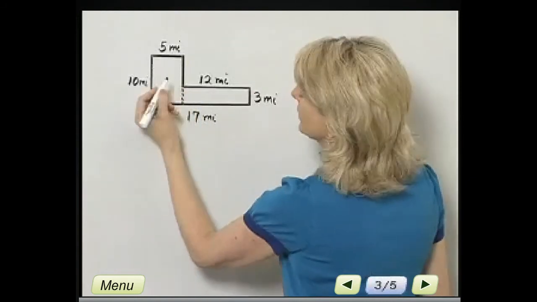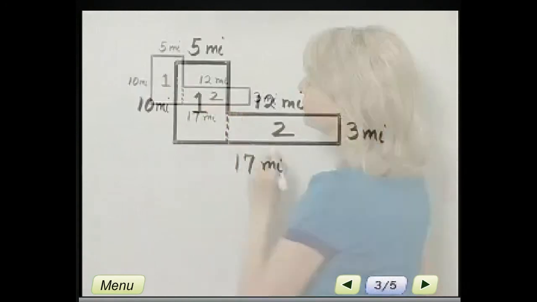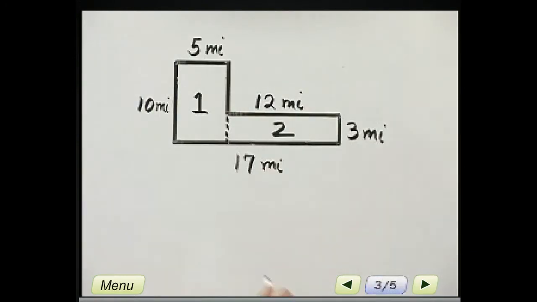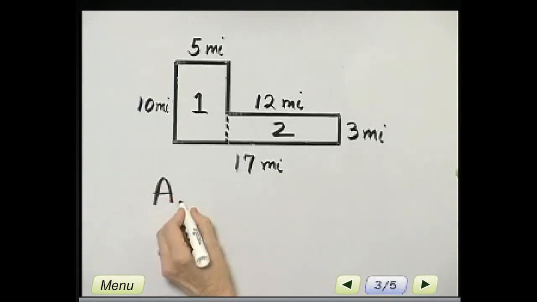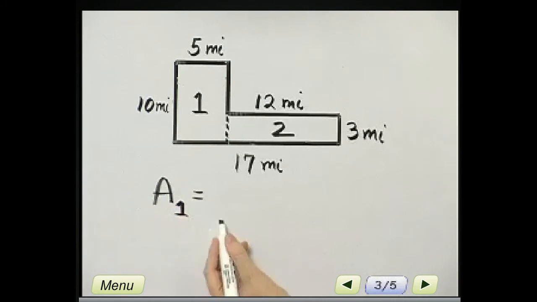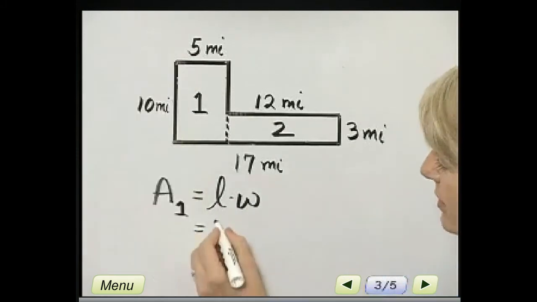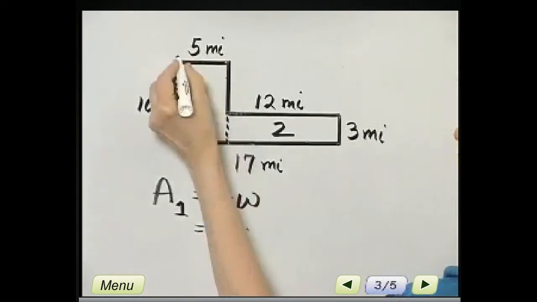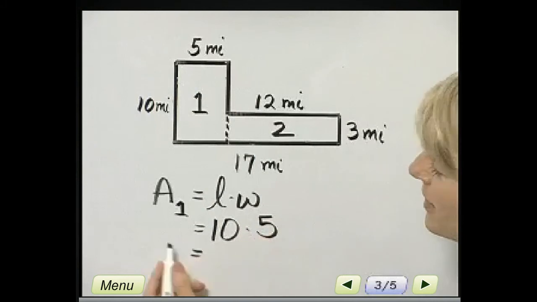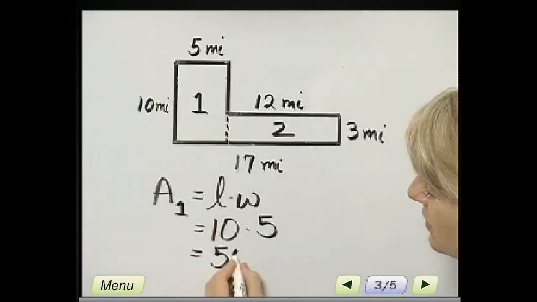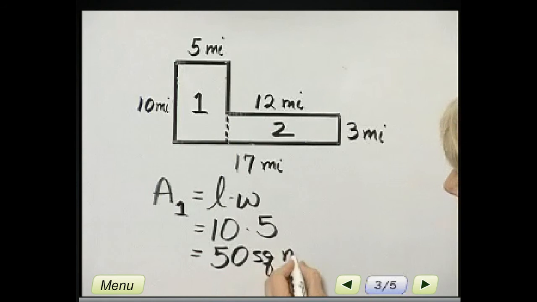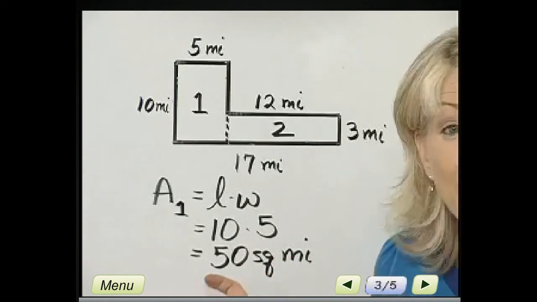Okay, and I'll call this rectangle 1 and rectangle 2 so we do not get disorganized, and we'll find each area separately and then find the sum of the areas. So let's find the area of rectangle 1. All right, that is a rectangle, so it's length times width. So that is length, 10 as in 10 miles, times width, 5 as in 5 miles. The area of rectangle 1 is 50 square miles.